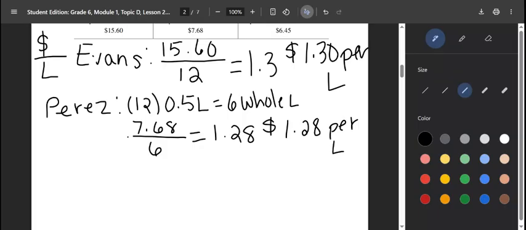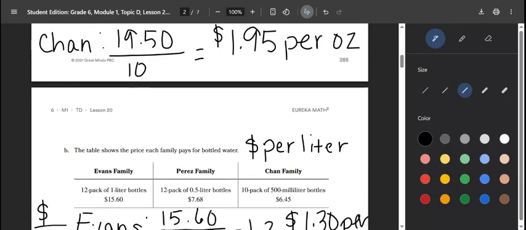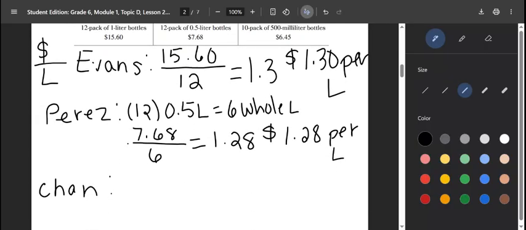And then the last family is the Chan family, and they pay $6.45 for a 10-pack of 500 milliliter bottles. Remember, we're doing the amount of money per liter. So we got to change milliliters to liters. There are 1,000 milliliters in 1 liter.